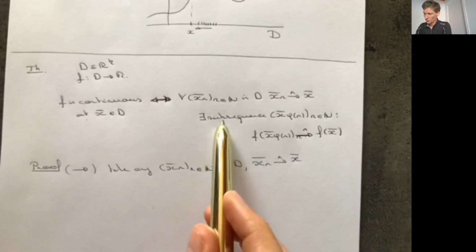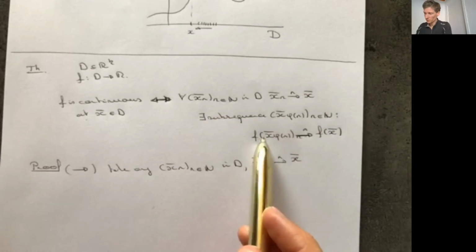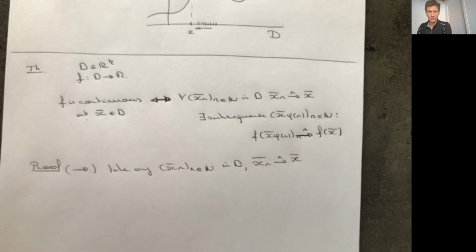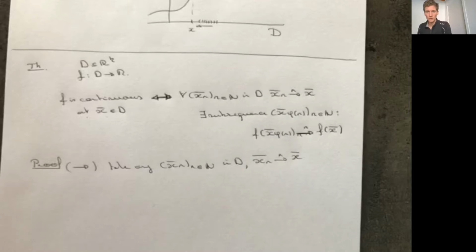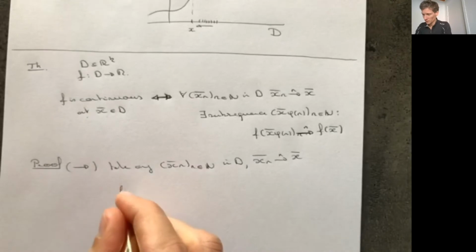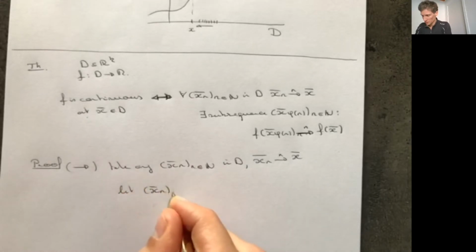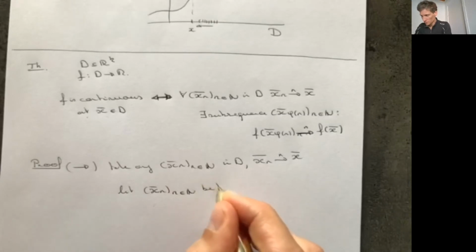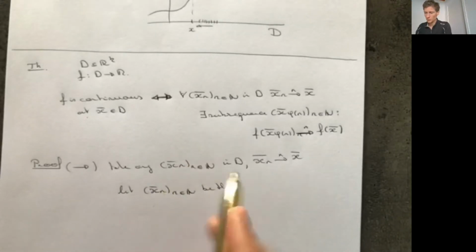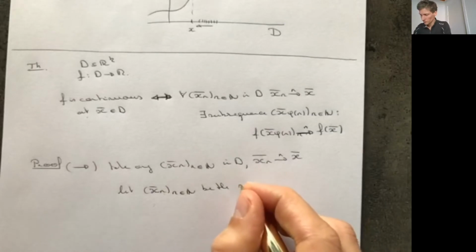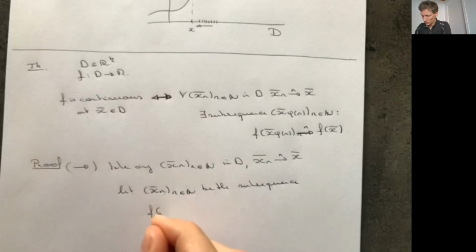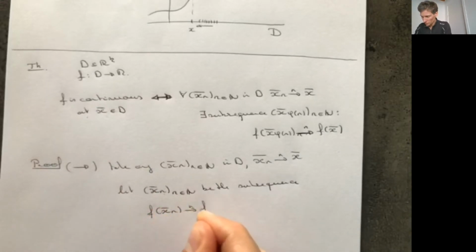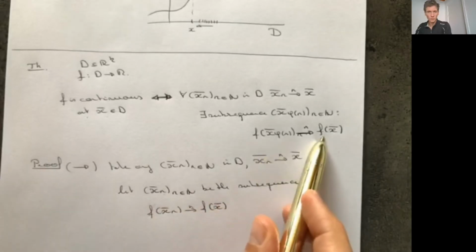We have to find a subsequence x of phi n such that f of x phi n converges to f of x. As a subsequence, because we know that f is continuous, we can take the sequence xn itself. If we define the subsequence to be the sequence itself, then because f is continuous, we know that f of xn converges to f of x, which is exactly what we needed to show.